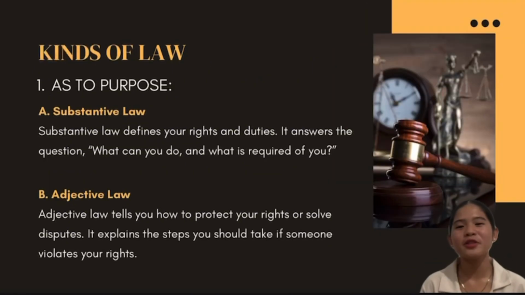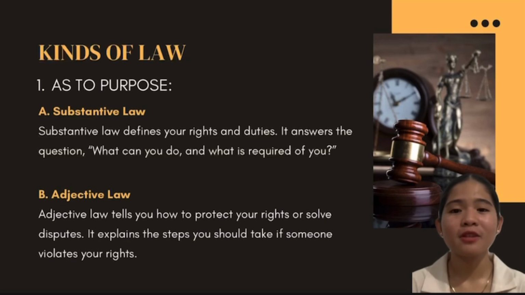And now we will talk about the kinds of laws. So there are two kinds of law. These are according to its purpose and its scope. So according to its purpose, we have here the substantive law and the adjective law. Substantive law means a law which creates, defines, and regulates rights, or which regulates the rights and duties which give rise to a cause of action. So this answers the question, what can you do and what is required of you?